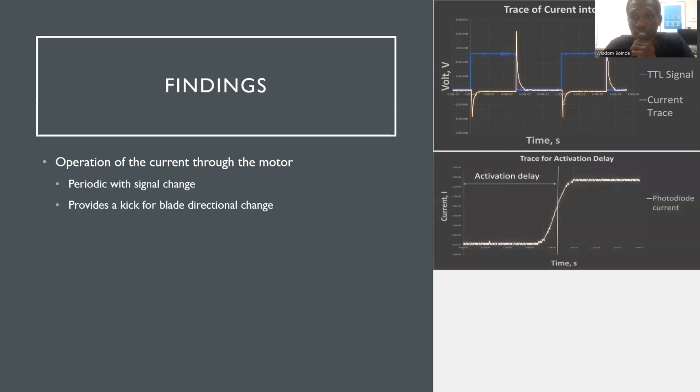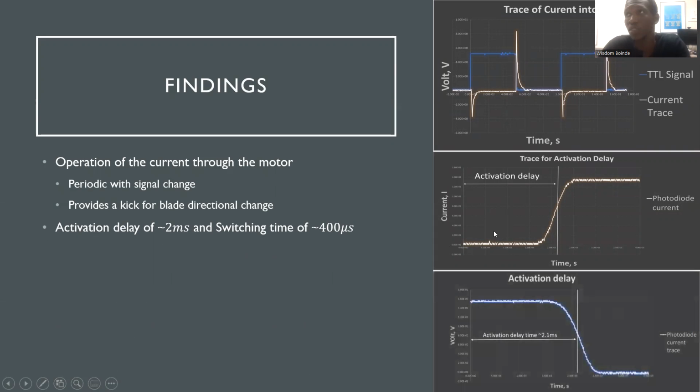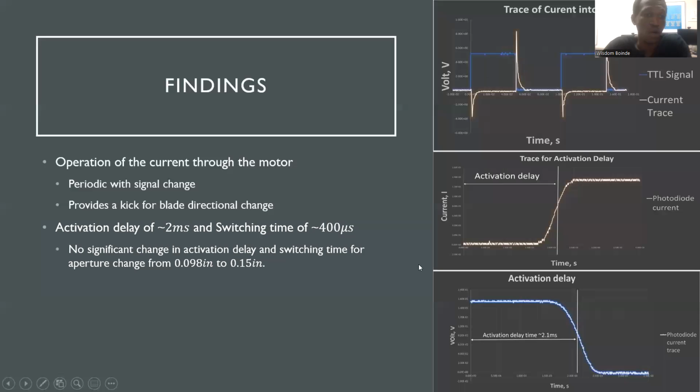This brings us to the trace for the activation delay, where we had an activation delay of approximately 2 milliseconds and a switching time of 400 microseconds. This was done for two aperture sizes, a 0.1 and a 0.15 opening. I discovered that there's no significant change in activation delay and switching time for aperture changes of these two.